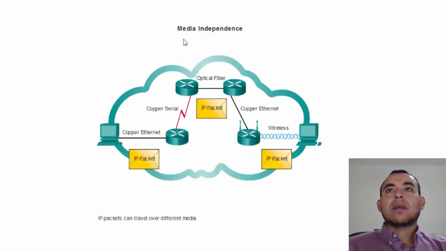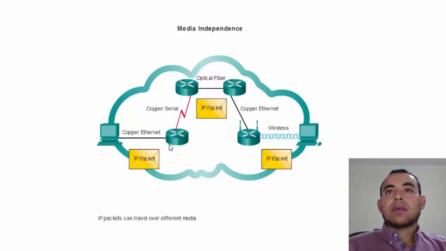The third and last characteristic is that the IP protocol is medium independent, which means that IP does not deal with the medium issues, and it does not care whether this medium is copper or serial point-to-point or fiber optics. It doesn't actually deal with the issues of the medium, because this is the functionality of the network access layer, as we have explained before.